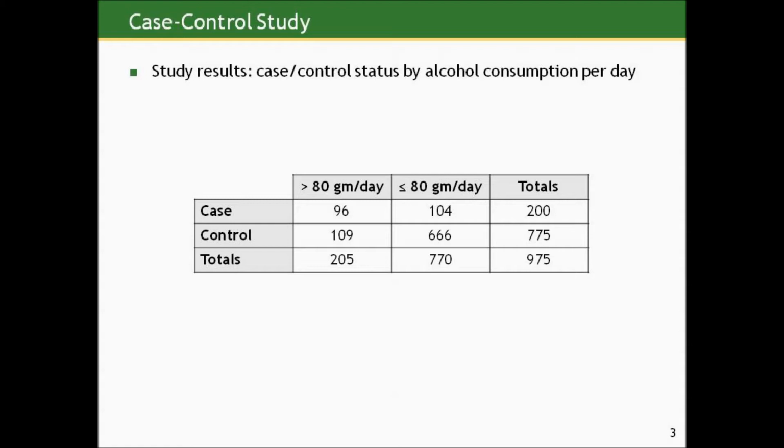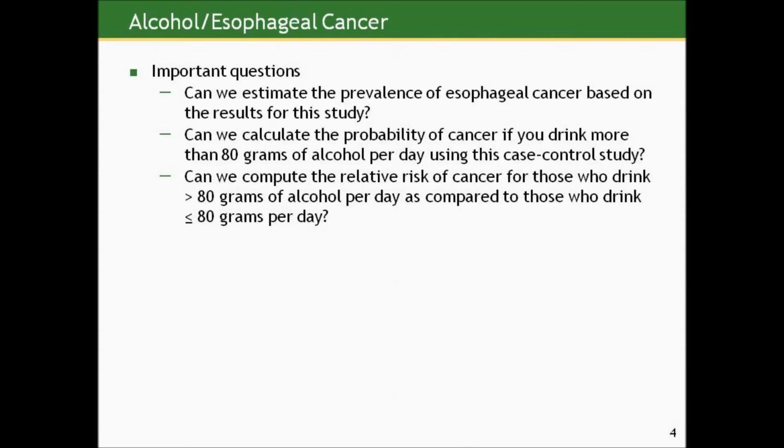Of the 200 cases, 96 were in the higher daily alcohol consumption group, and 104 were in the lower. But amongst the controls, a little over 100 were in the higher group as compared to over 650 in the lower group. So before we move on and start making sense of this data, let me ask you this. Can we estimate just the prevalence or proportion of population with esophageal cancer based on the results from this study? Can we calculate the probability of cancer if you drink more than 80 grams of alcohol per day using the results from this study? Could we compute the relative risk of cancer for those who drink more alcohol per day compared to those who drink less?